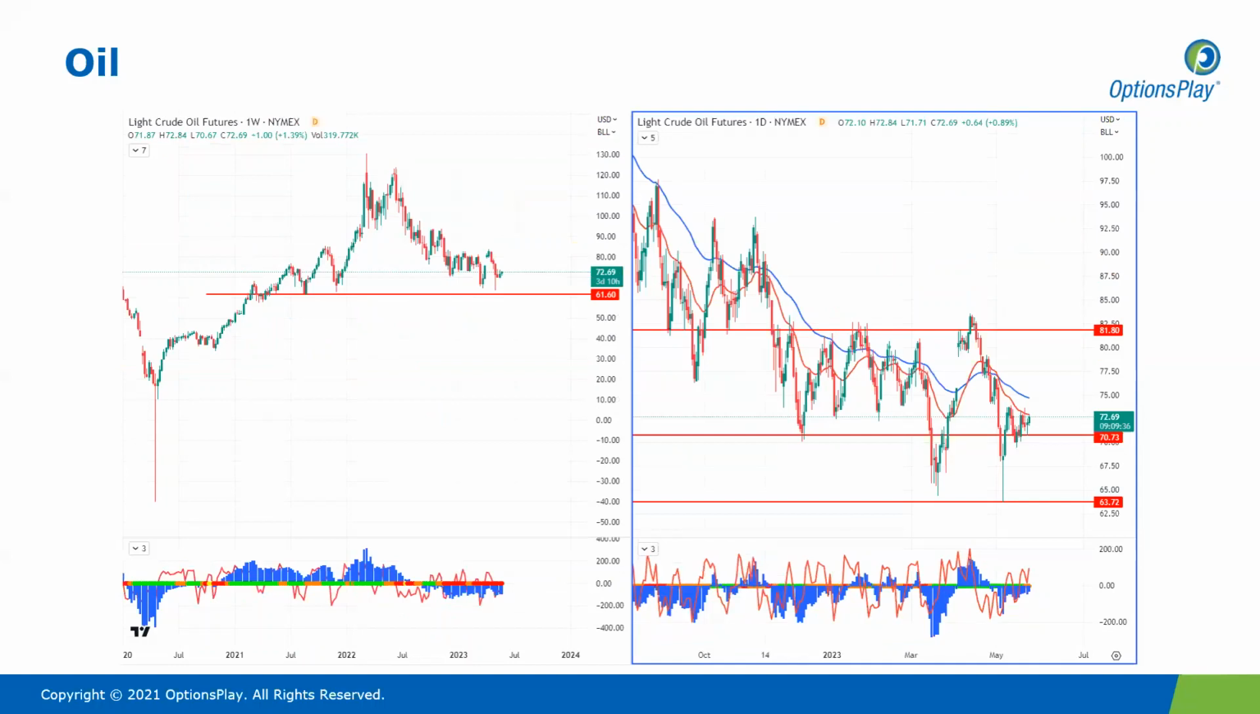All right, taking a look at oil using light crude oil futures. Now, oil, I'm going to say the same thing that I said last week, that price action is extremely ambiguous, and it has been ambiguous for the last few weeks. So we have previous support turning resistance at around 73. Price is clearly respecting that area, but we also have support here at 70. So price is stuck in a very, very tight range.